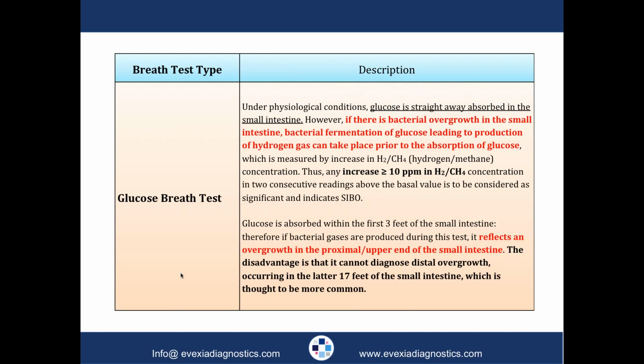Here's the problem with glucose on the bottom paragraph here. Glucose is absorbed within the first 3 feet of the small intestine. So it reflects overgrowth potentially of only the upper part of the small intestine. So that's a disadvantage because you've got another 17 feet to go. So that's why you don't want to use glucose. But I just really want to mention that to clear that up in your mind, because you may see that in the literature.